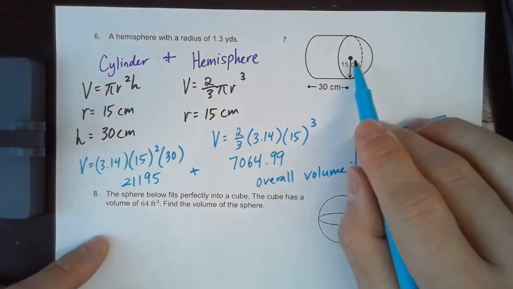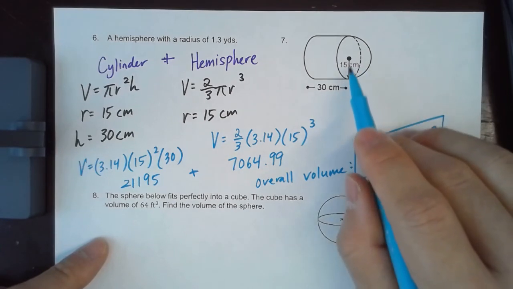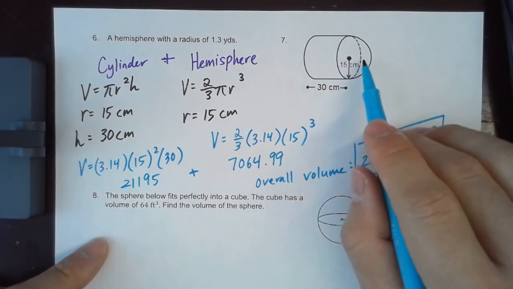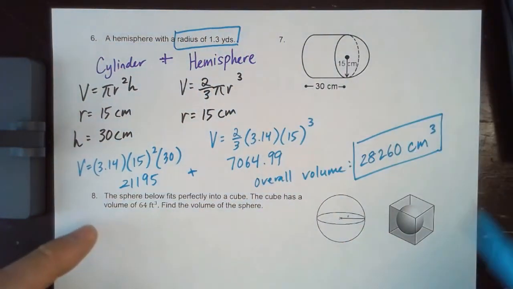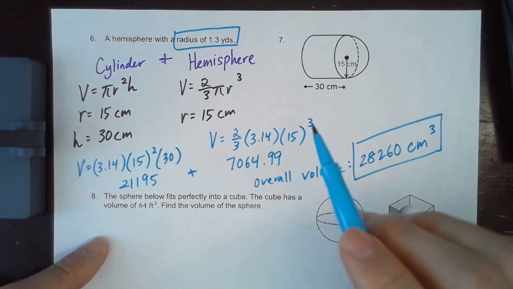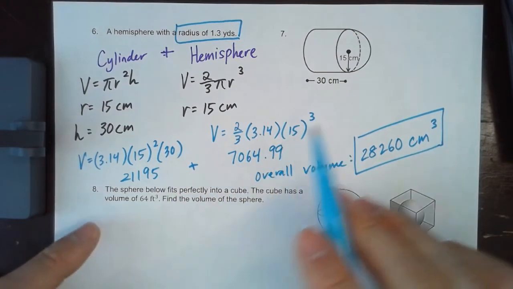I used the concept that we had a radius of 15 for the cylinder and the hemisphere. I know it says that we have a radius of 1.3, but I would just use the 15 for this calculation because I want the answer in centimeters.